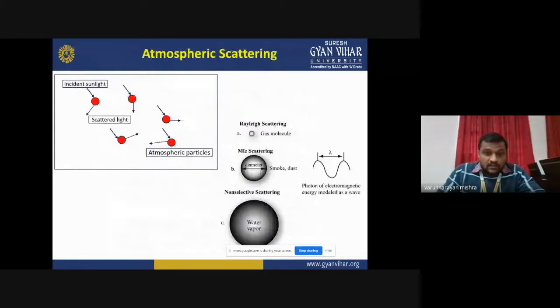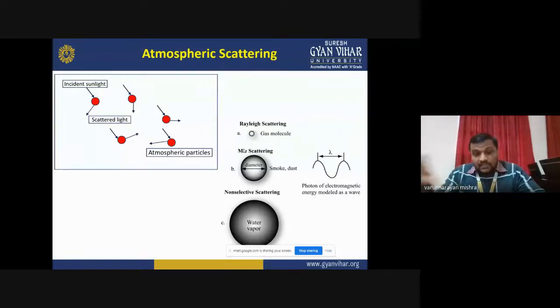Atmospheric scattering is also there. It is already discussed with all of you that different gases, different dust particles, and different types of water vapor are there in the atmosphere, and the solar radiation is made up of particles that we call photons, or quanta.